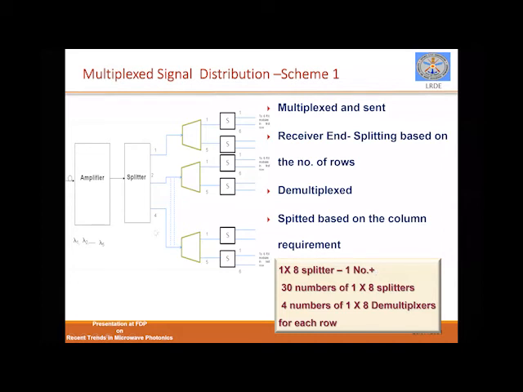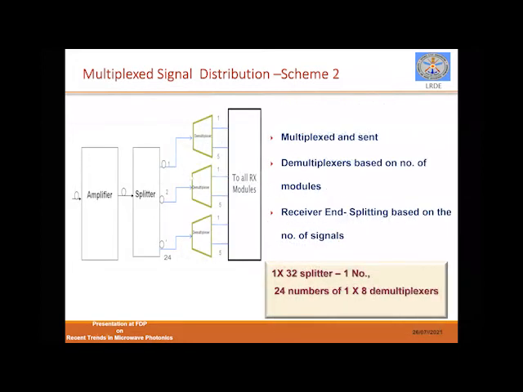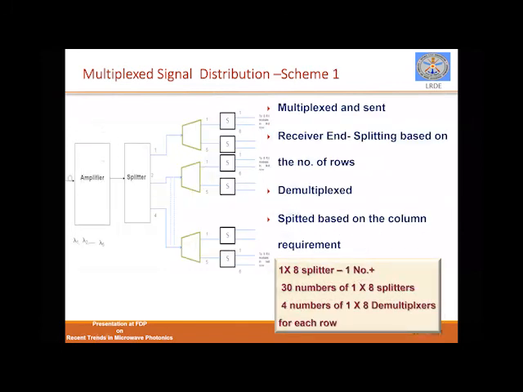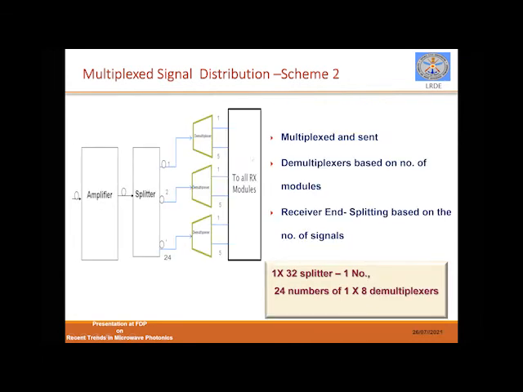In this method, suppose you want to give 24 elements, one hypothetical array you can imagine, means 24 elements. Each row is having six elements, you assume, and four rows. So if you are distributing like this, you will require one 1 by 8 splitter, 30 numbers of 1 by 8 splitters, and 4 numbers of 1 by 8 demultiplexers for each row. You need not worry about these numbers at all.